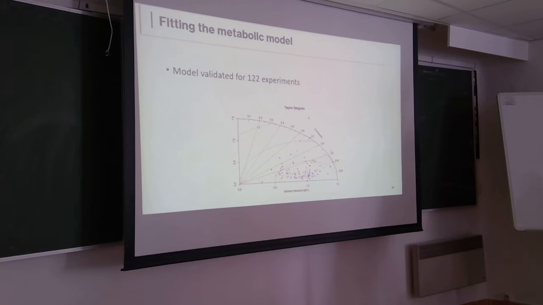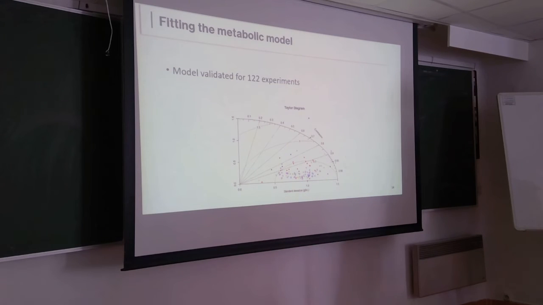So this is a Taylor diagram that we fitted. We simulated the model for 122 experiments. Each point is one experiment, and this is the Pearson correlation. So the closer, the better the model. For most of the experiments the model is very good, although there are some experiments that don't work at all. But what do you call experiments?